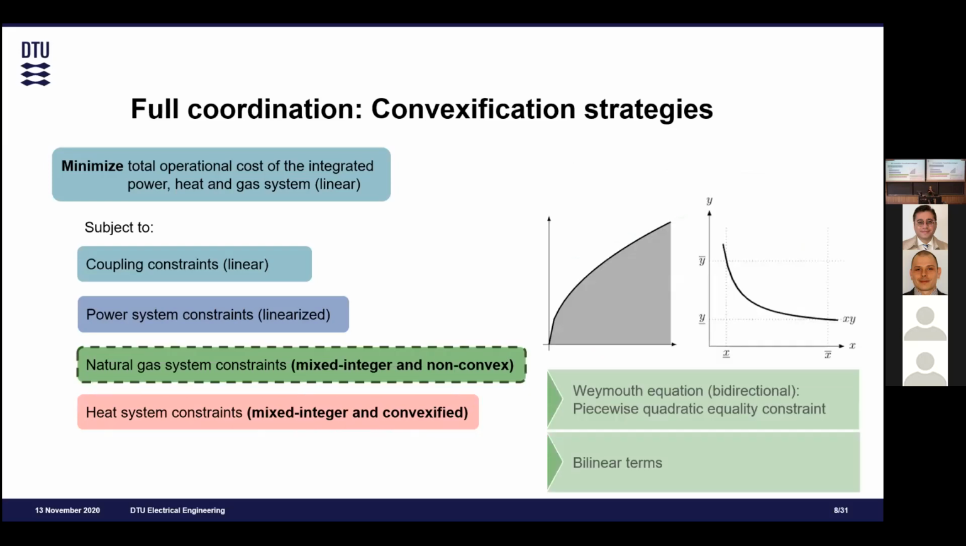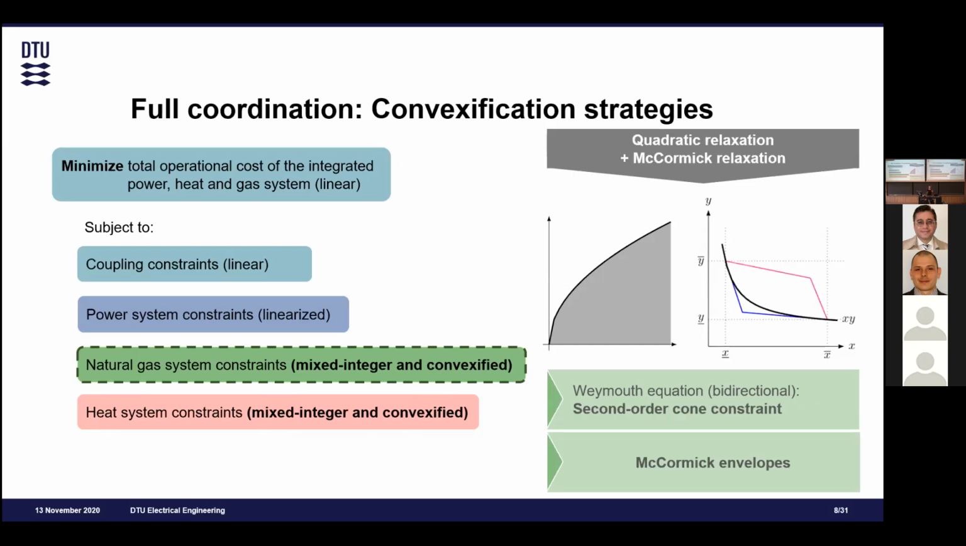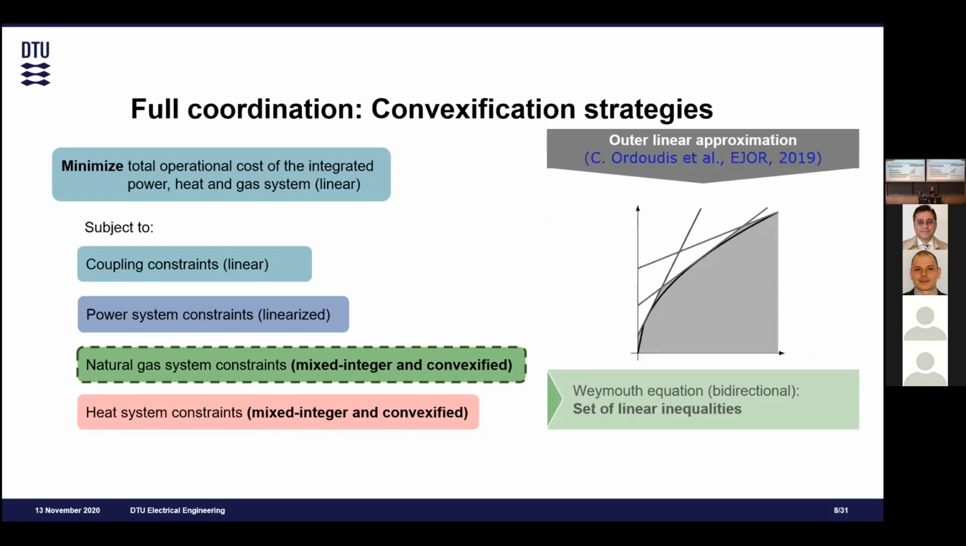Next, when we do not assume that we know the flow direction in the gas network, but we allow for varying flow directions, we cannot simply relax the quadratic equality constraint because of resulting bilinear terms. So we propose a new convexification method that uses McCormick relaxation on top of the quadratic relaxation, and we end up with a mixed integer second order cone model. And we can compare this approach to another approach that has been proposed in the literature. It's an outer approximation based on Taylor series expansion around fixed pressure points. And this basically models a set of linear inequalities that then describe planes that are tangent to the cone.